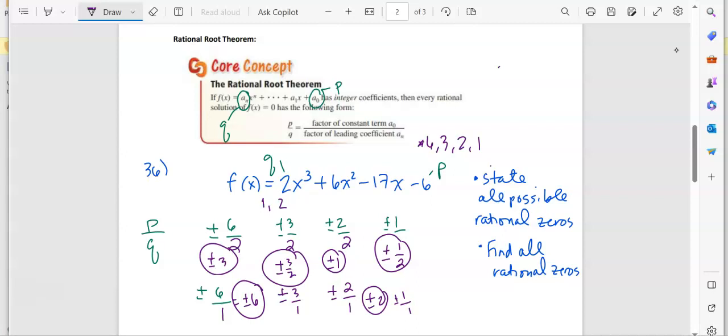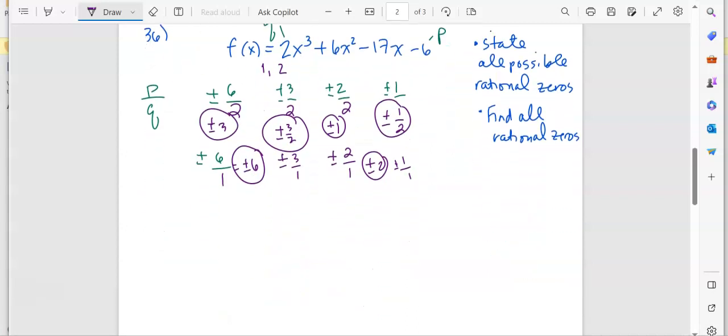Now, when it asks you to find all the zeros, you're going to have to start to substitute in and see which ones work and which ones don't work. Now, here's what I would do, which I think is the smart way to do this type of problem when you have something that's multiple choice.